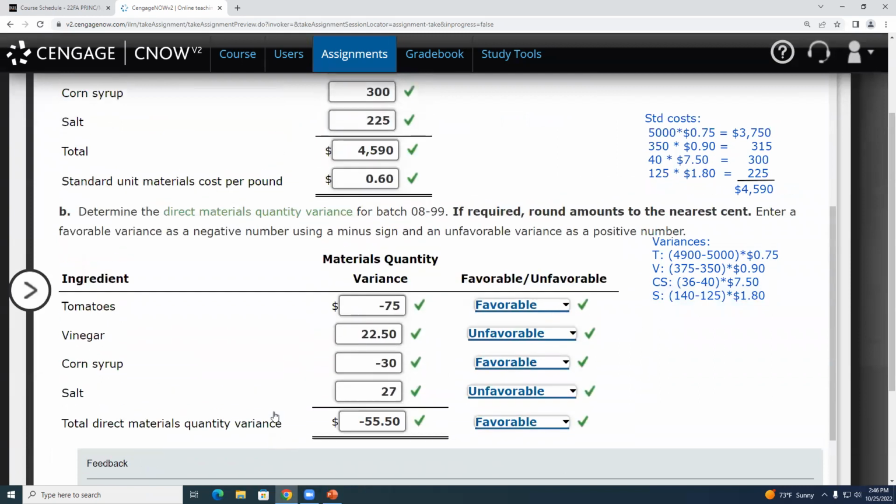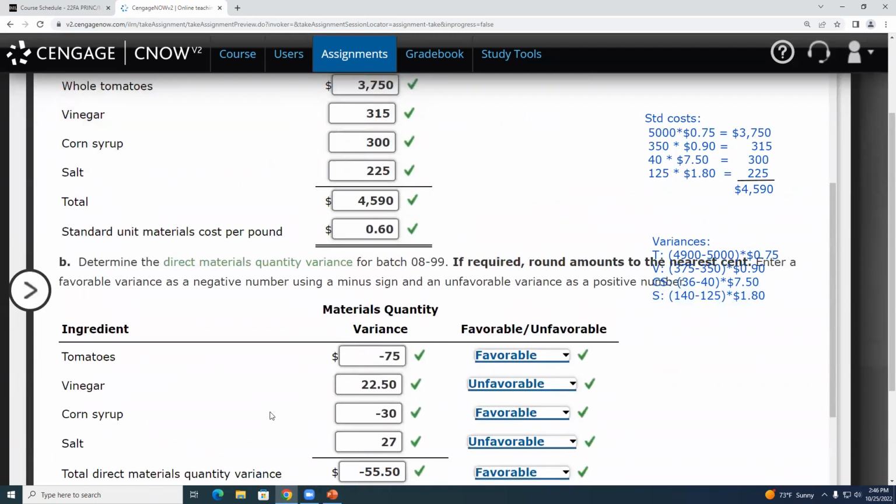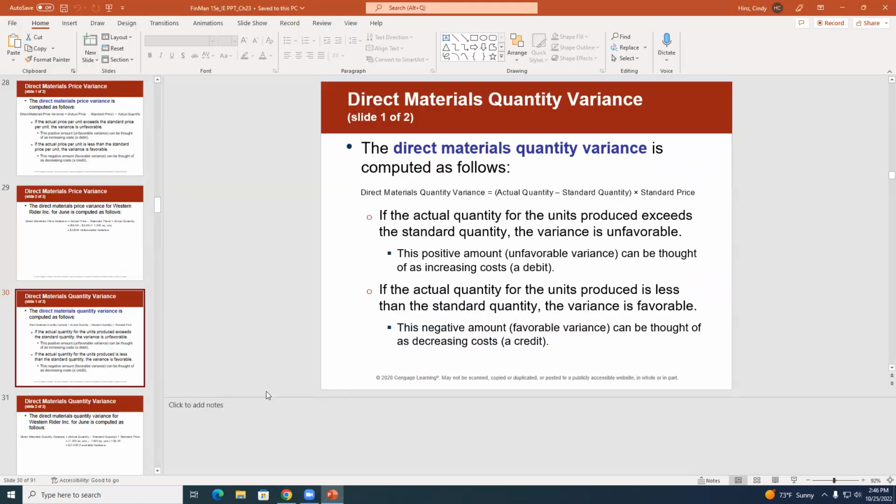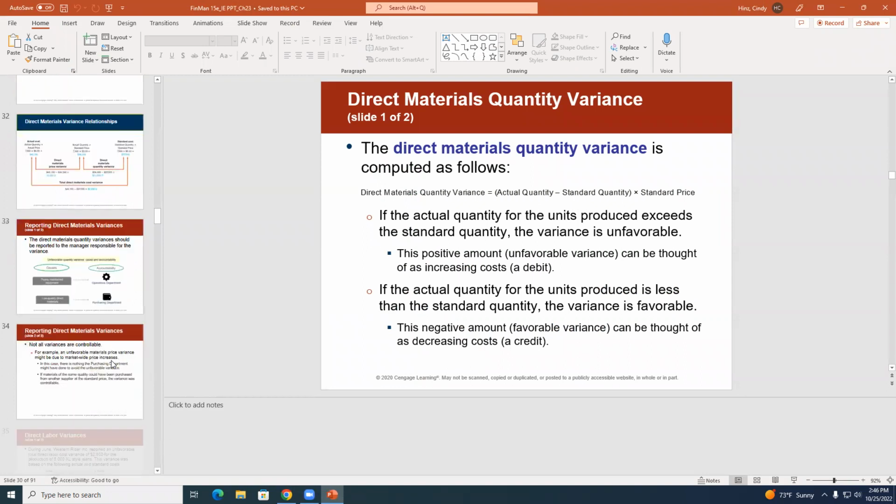So any questions about that exercise? You should be comfortable identifying where there are favorable and unfavorable variances, both price and quantity for direct materials at this time. Okay. And if there aren't any questions, let me get my annotations off the screen, and then I'm going to go back to the PowerPoint just for a moment so we can talk about direct labor.